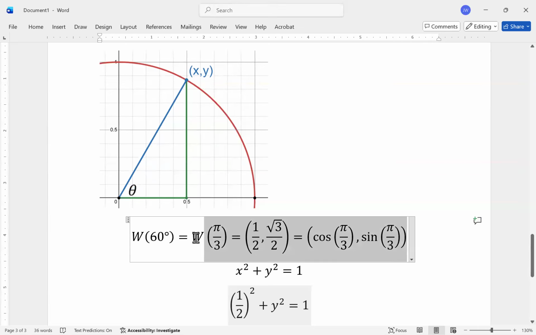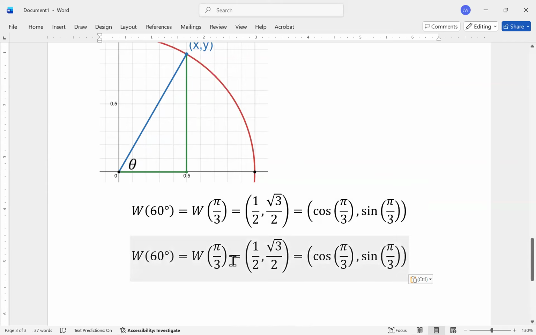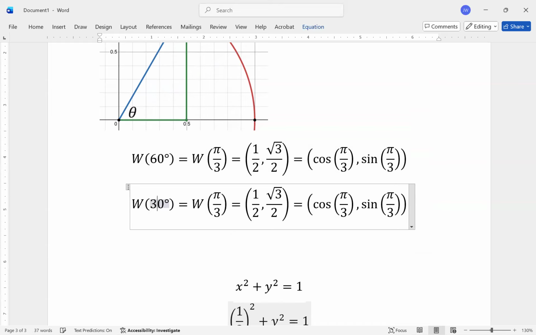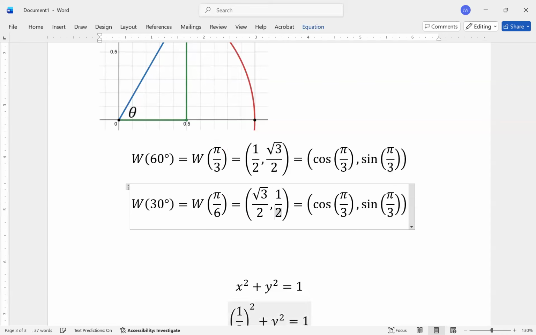So what we're saying there is that if we copied and pasted all of this work, but we replaced the x and the y, then we'd have the wrapping function for 30 degrees, which is pi over 6, and we just have to replace the x value to be root 3 over 2 and replace the y value to be 1/2. So cosine of pi over 6 would be root 3 over 2, and sine of pi over 6 would be 1/2. And there we go. That's the whole thing.